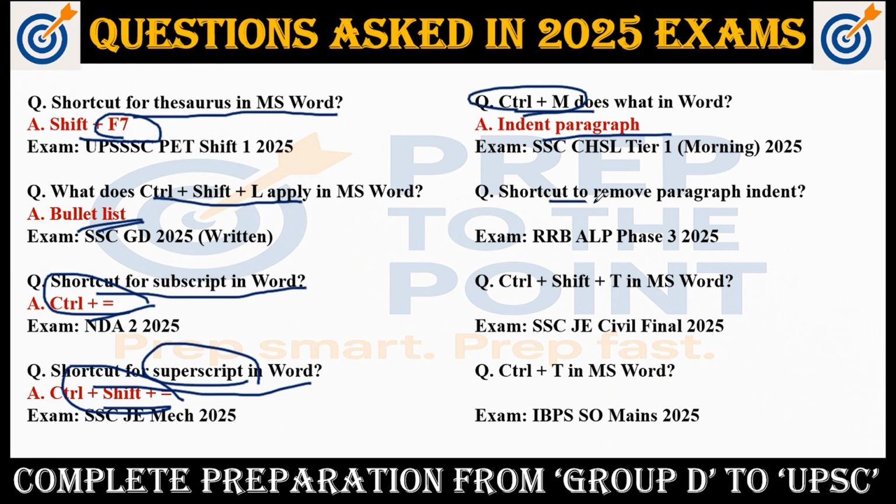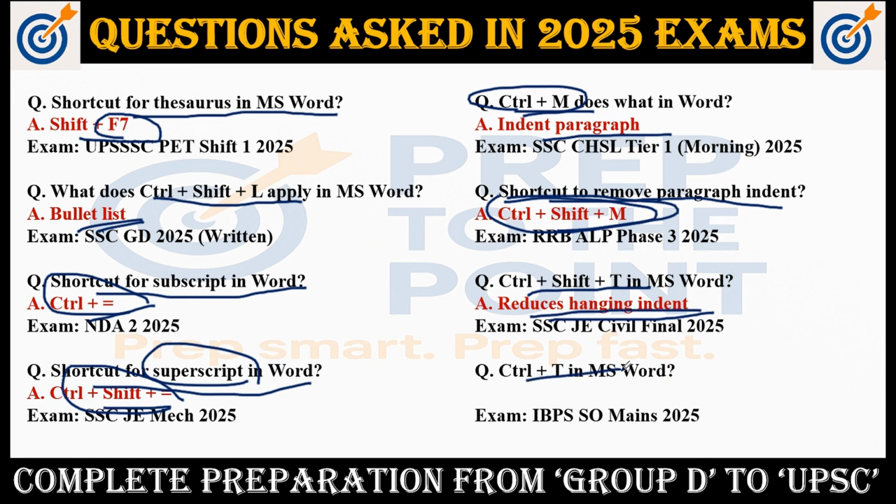Shortcut to remove paragraph indent. Control Shift M. Control M for indent paragraph or Control Shift M to remove paragraph indent. Control Shift T in MS Word, reduce hanging indent. Control Shift T, reduce hanging indent. Control plus T in MS Word, create hanging indent.